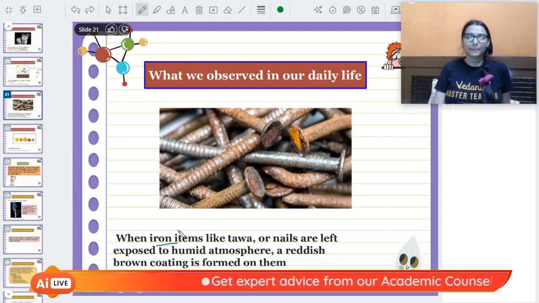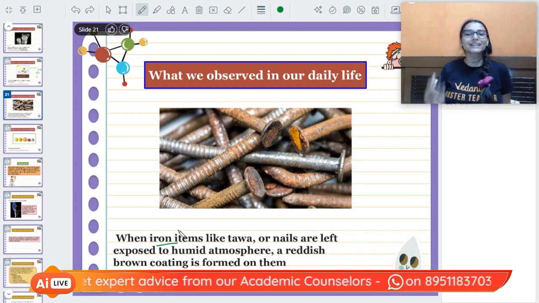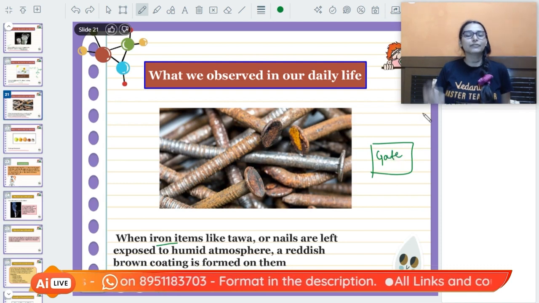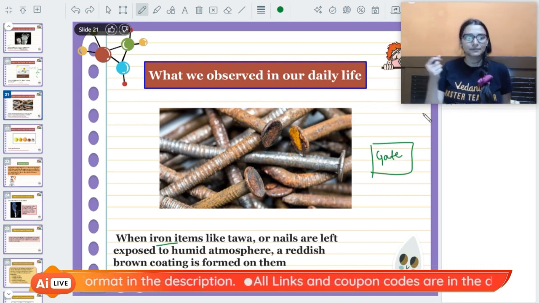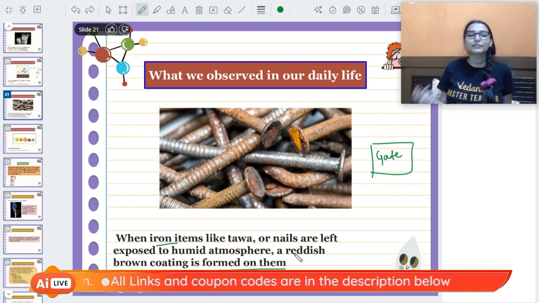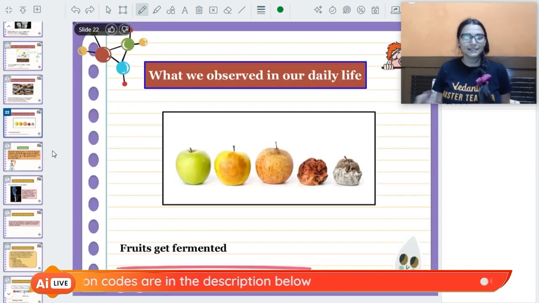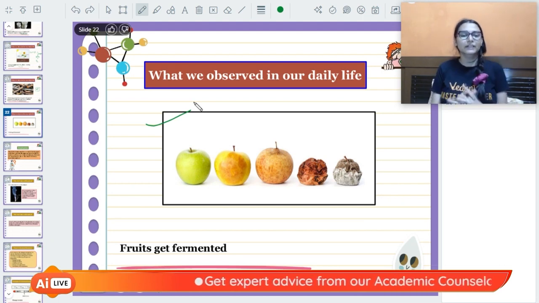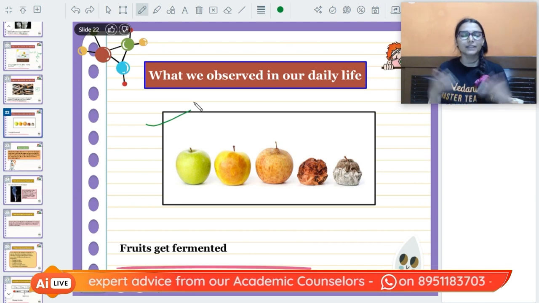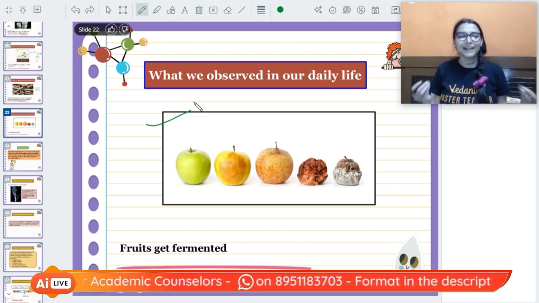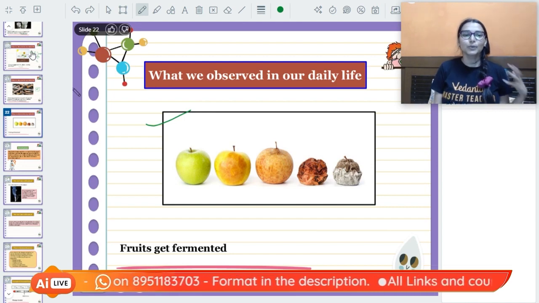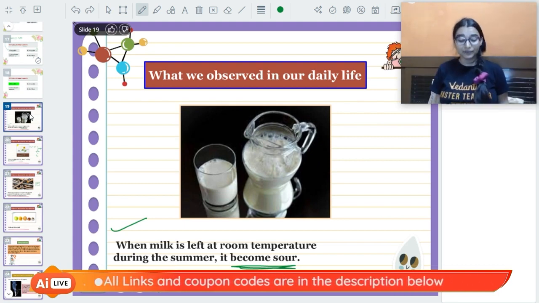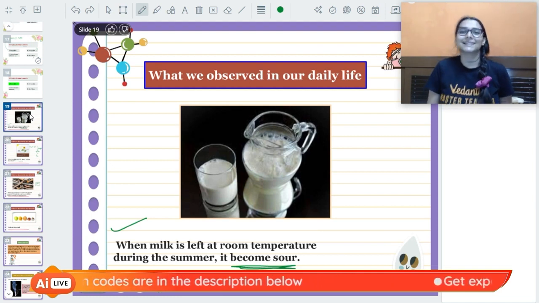What do we observe in our daily life? Iron items turn brown in color with the passage of time. If you have an iron nail, or an iron gate, then after the monsoon season there is a deposition of a reddish brown coating on the surface of the iron. Yes, we do observe it. We see how fruits get spoiled. Fruits get fermented also, especially when you carry fruits in your school bag in your lunch, they also turn reddish brown in color, isn't it, guys? So all these activities are pointing in the same direction, and that is the formation of a new substance.